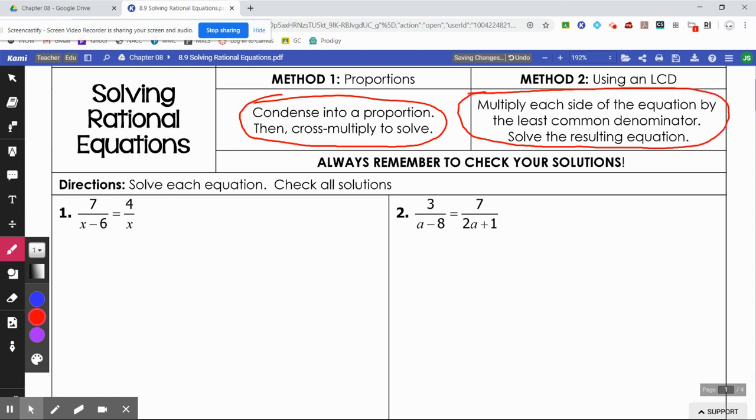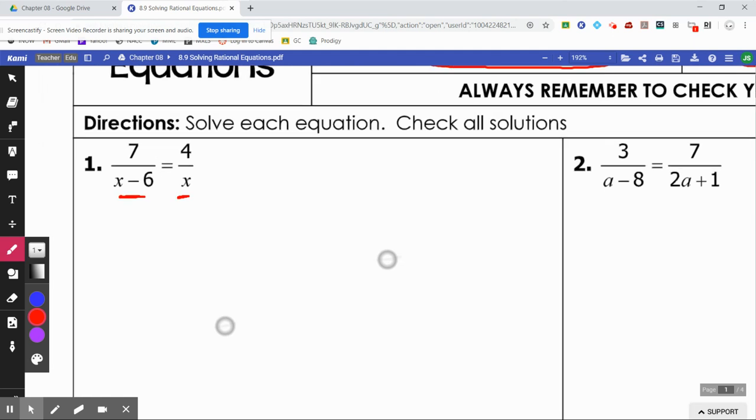We're going to multiply each side of the equation by the least common denominator, and then we're going to solve the resulting equation. Now, since we're solving rational equations, remember that we have to remember our domain restrictions. Like with this first problem, we know that x couldn't be 6, x couldn't be 0, because that would make some denominators equal to 0, so be really careful with that. All right, let's go ahead and start working some problems.